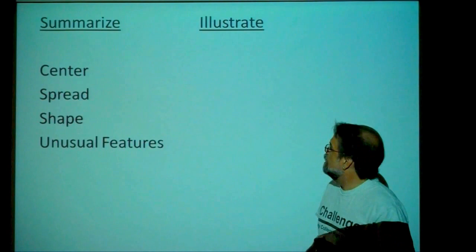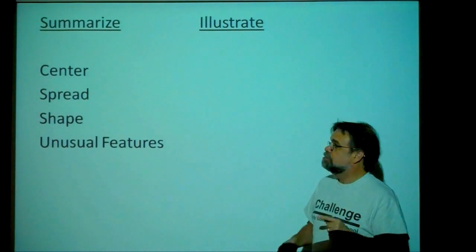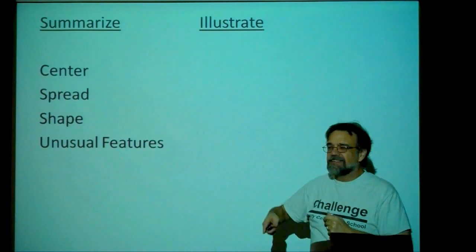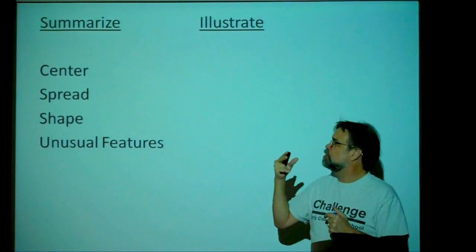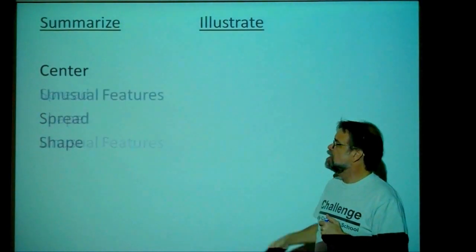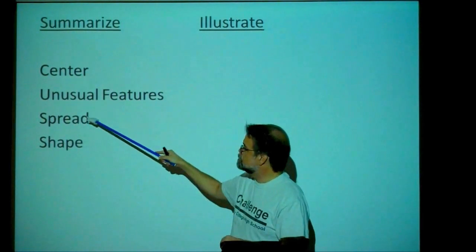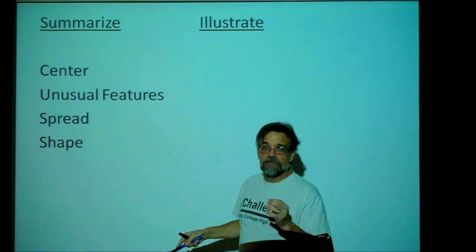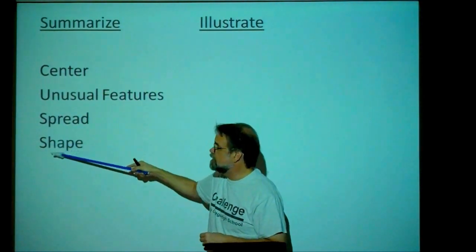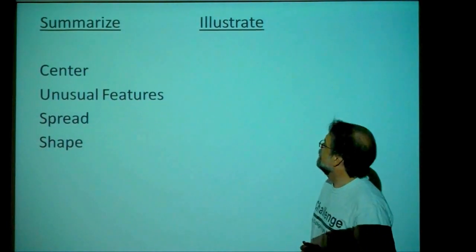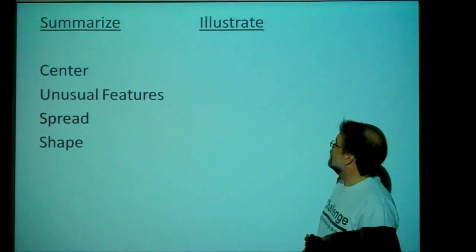Okay? Now, how do we illustrate? Oh, by the way, first, before I get to that, a lot of times people forget, what are those things I'm supposed to check for? Center, spread, shape? Well, if you put them in a different order, and say center, unusual features, spread, shape, that way you can remember the mnemonic device C-U-S-S and just think, okay, I need to cuss about this data, okay?